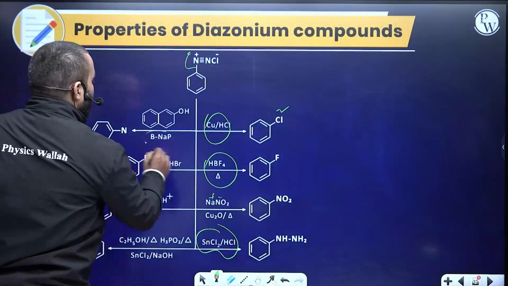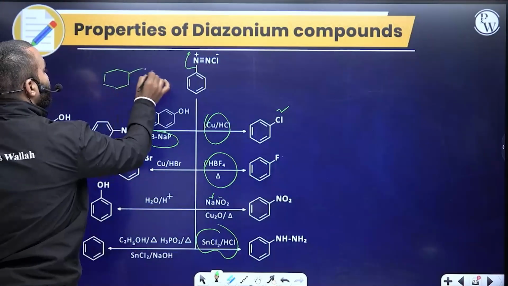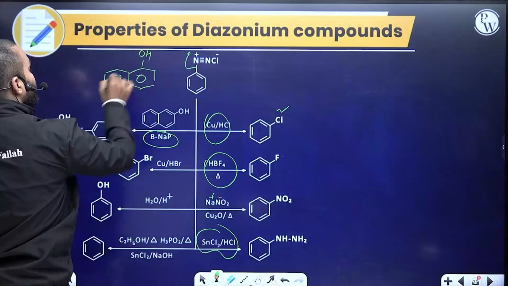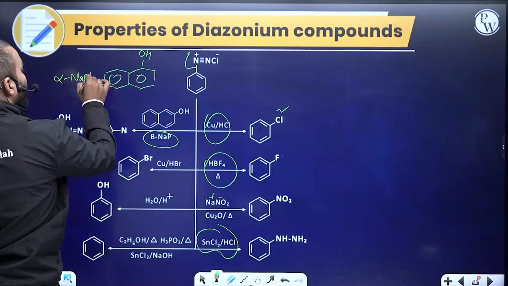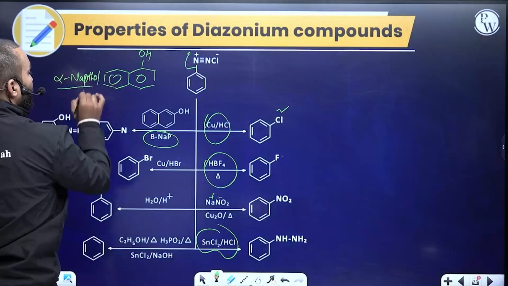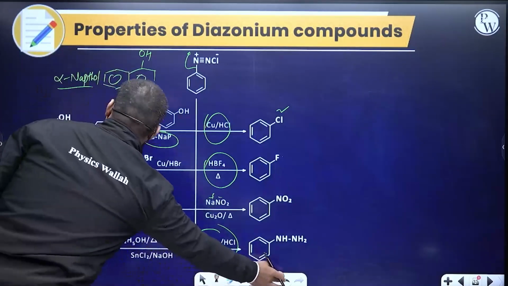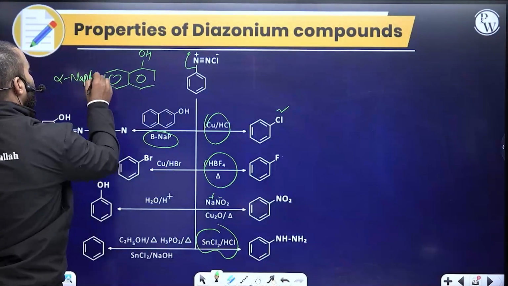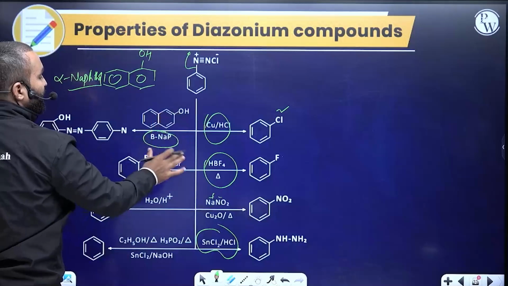Phenylhydrazine. This is my naphthalene molecule. If I have OH present here, this is known as alpha naphthol. Okay, but if it is present here on this position, this becomes beta naphthol.